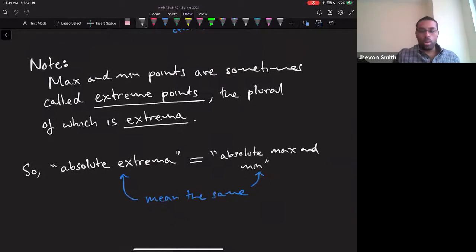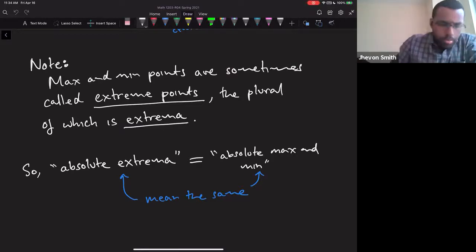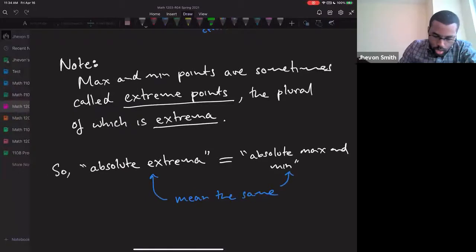So now I just want to make this, first of all, a little bit more intuitive, and then talk about some theorems that we're going to be able to use to kind of figure out how to identify these kinds of maximums and minimums. So that's where we are now.